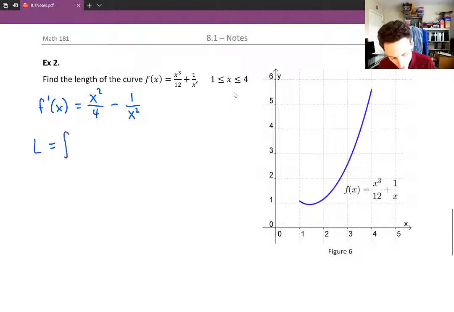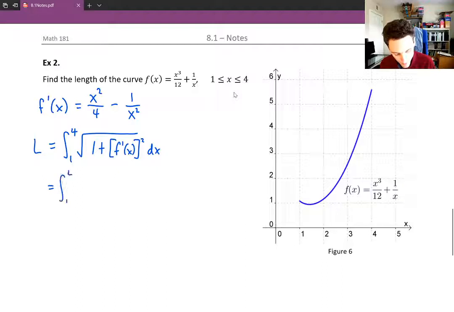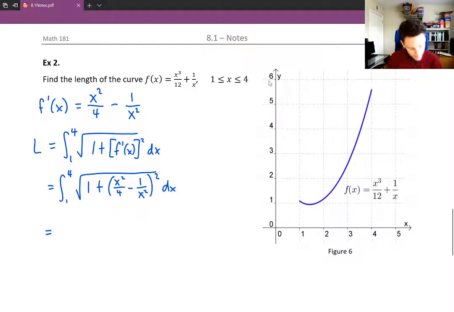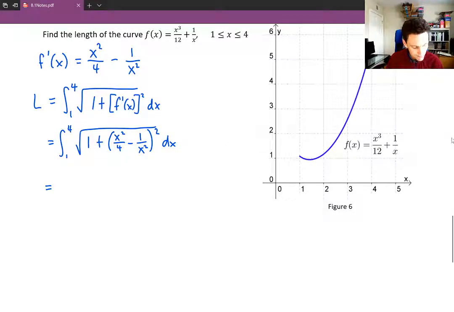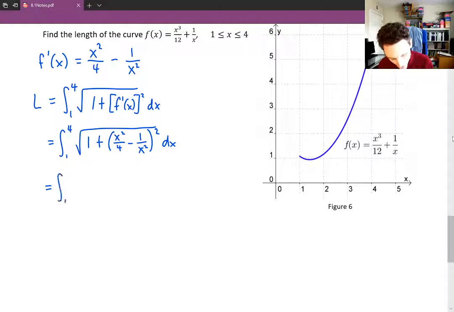Now to find the arc length, we're going to integrate from 1 to 4 the square root of 1 plus the derivative of our function squared dx. So we can put in the derivative of our function: 1 plus, quantity x squared over 4 minus 1 over x squared, quantity squared, dx. And now, there's not really a way that we can see at this point to find an antiderivative, so let's just do some algebra, try to clean things up a little bit.